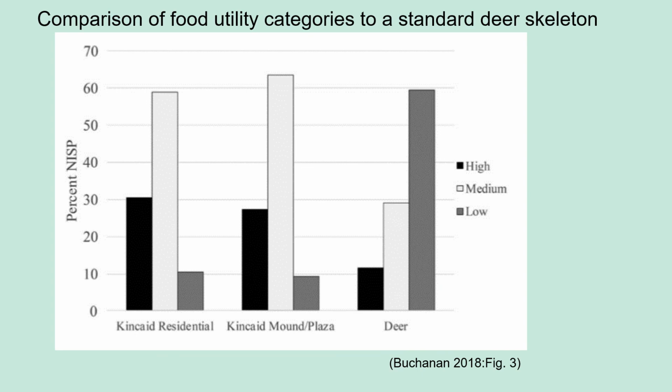One way to analyze the use or the choices of high utility versus medium or low utility is to compare your assemblage to that of a modern day deer. If you look at a modern day deer, by far most of the elements are of low food value. Next most common are medium value, and relatively few are high value food items. You look at these two different assemblages from the Kincaid site, by far most of what people have brought back to town are medium value food items, and secondarily high value, and very few of the low value.